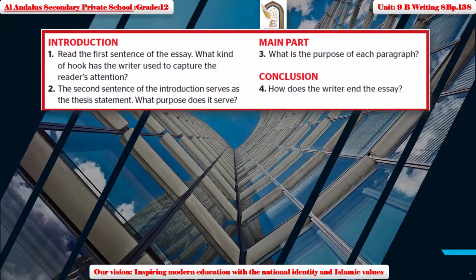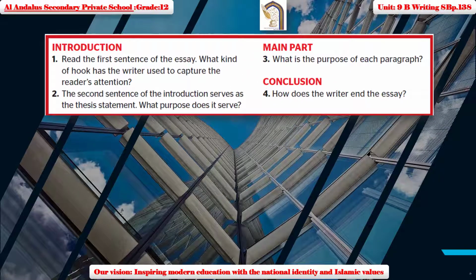As you can see, gentlemen, we have got this table with the main parts of the essay. We have got an introduction, main part, and conclusion. For each part of the essay, we are given questions which we are expected to answer. Let's answer the first 2 questions related to the introduction. Question 1. Read the first sentence of the essay. What kind of hook has the writer used to capture the reader's attention?